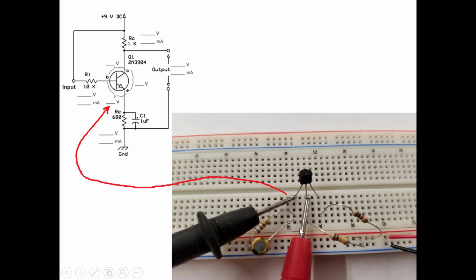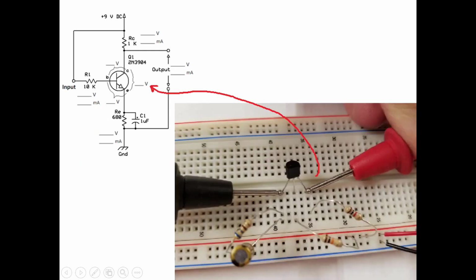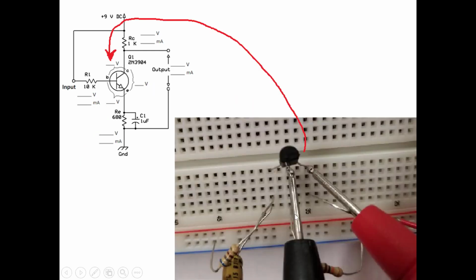It does look like right here that lead might be touching that resistor lead, but it's not. It's actually just touching the base. So you measure from the base to the emitter. Here's measuring from collector to emitter voltage. Collector to base, that negative lead is not touching the resistor lead.